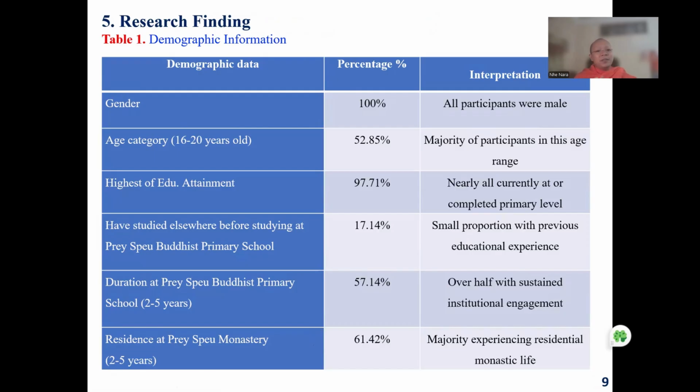Okay, so here are the research findings, the most important or main section of the study. We want to know in the first table about the demographic information. All the participants were male because in the monastic study, the Buddhist monks or the Buddhist students are all male. So 100% of those students are male. And 61.42% are the majority experiencing residential monastic life. All of those students are living in the temple or in the Buddhist schools, at least 2 to 5 years. And the age is just from 16 to 20 years old. The highest attainment is primary school.